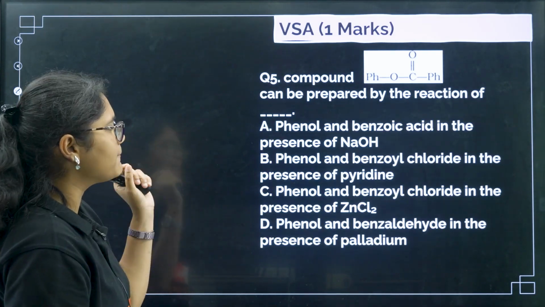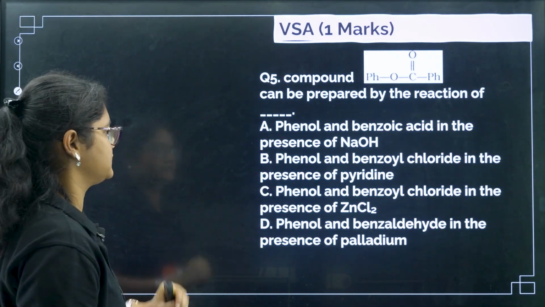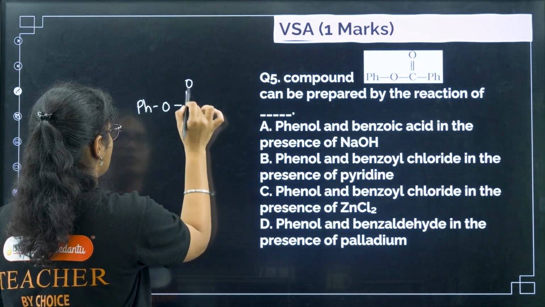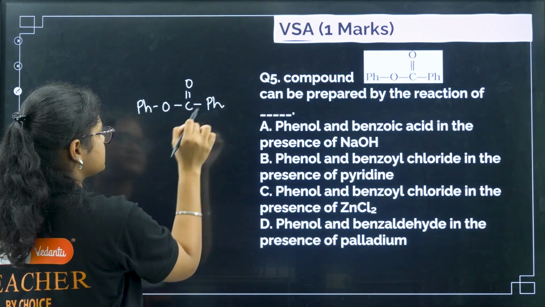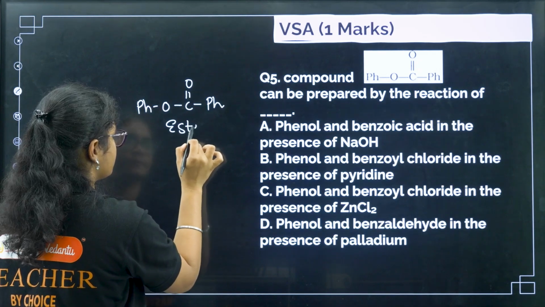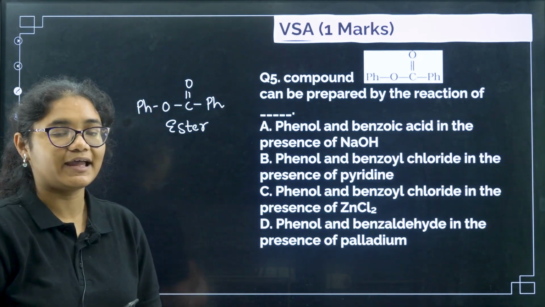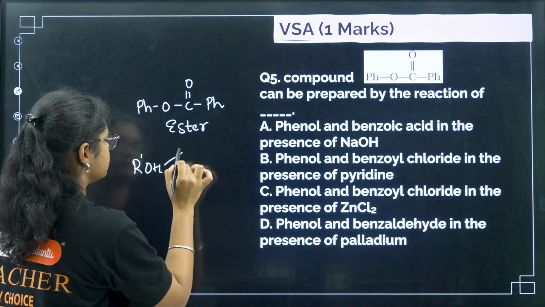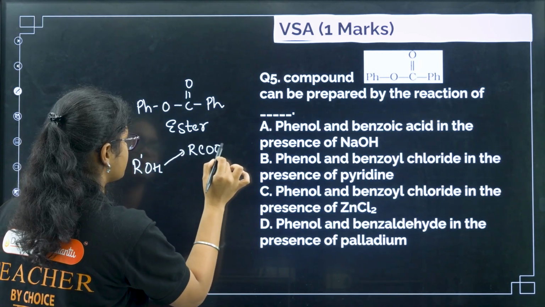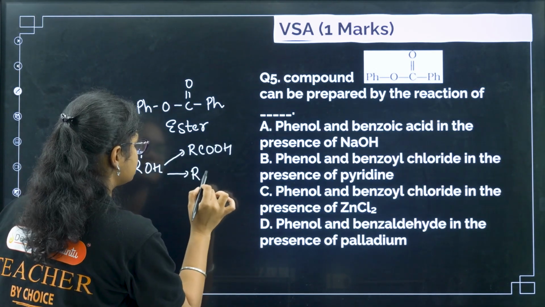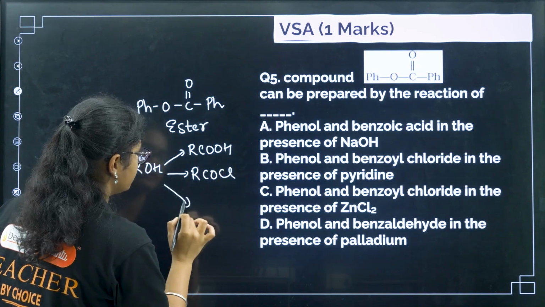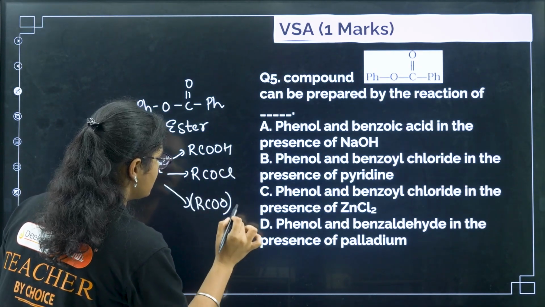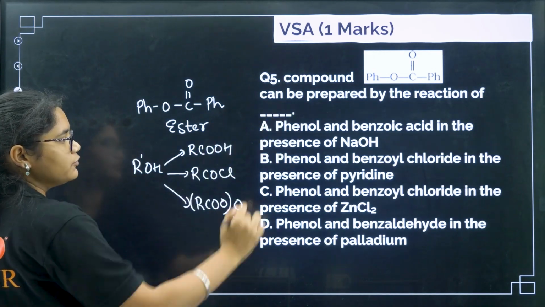Next, compound PhOCOPh. So you have PhCO and Ph. So which group is this? This is an ester group, right? How can we synthesize esters? Esters can be produced by the reaction of alcohols with carboxylic acid, or with acyl chlorides, or with acid anhydrides. Okay, all these three reactions will give you esters.